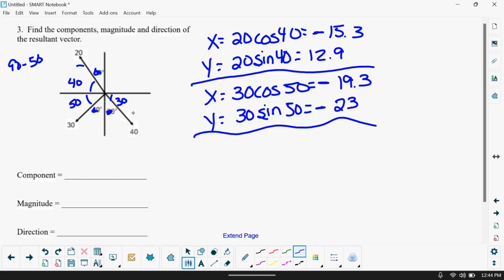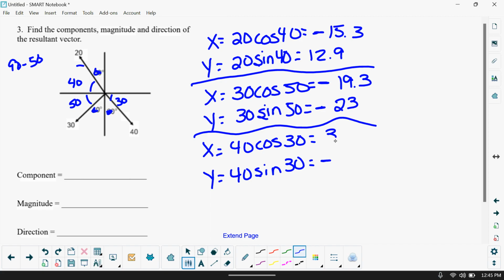Last one is this one. So x equals 40 cosine 30 and y equals 40 sine 30. Now we're in quadrant 4. Y is negative. This one is 34.6, and I believe this one's going to be negative 20.